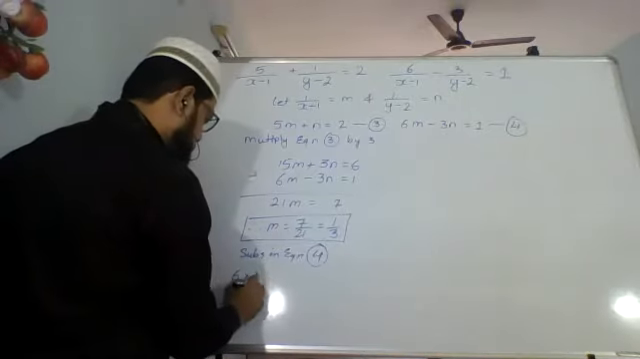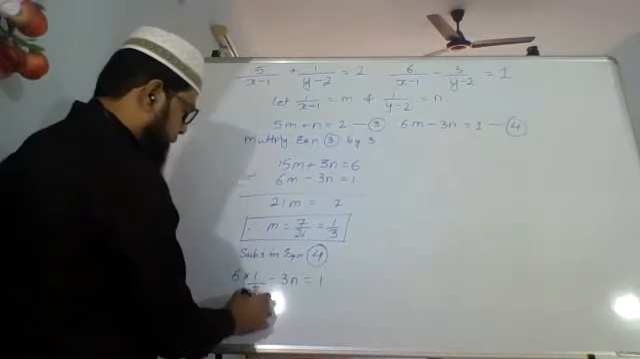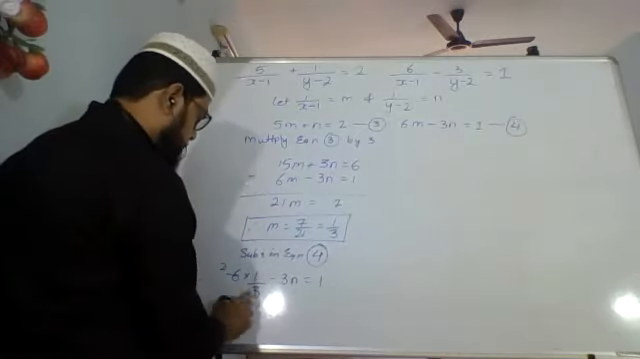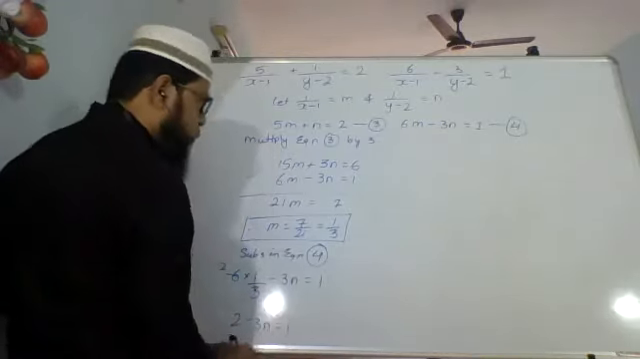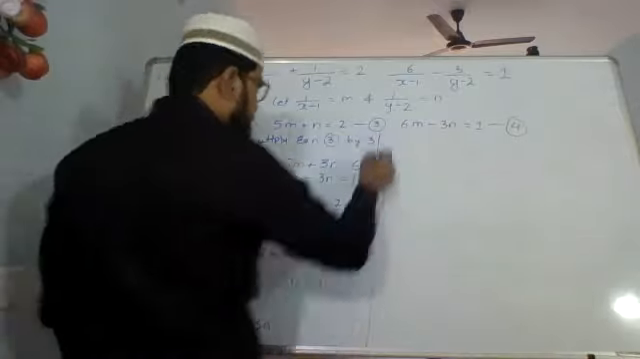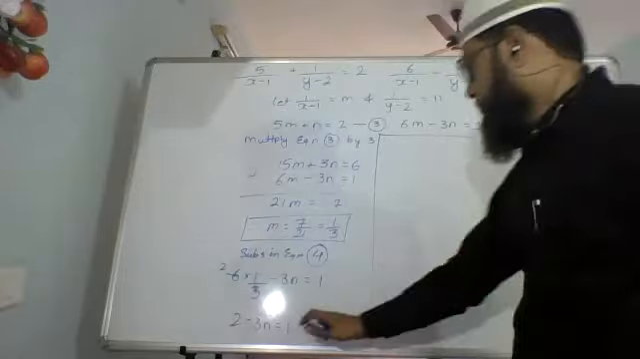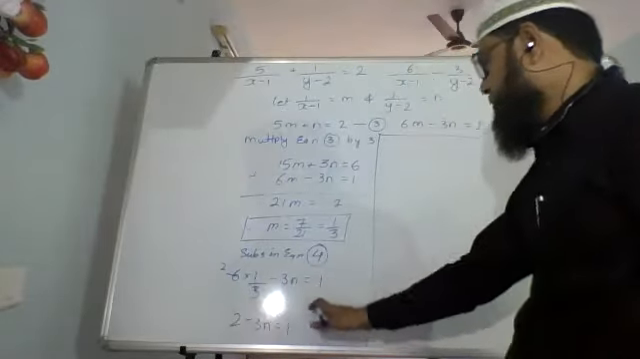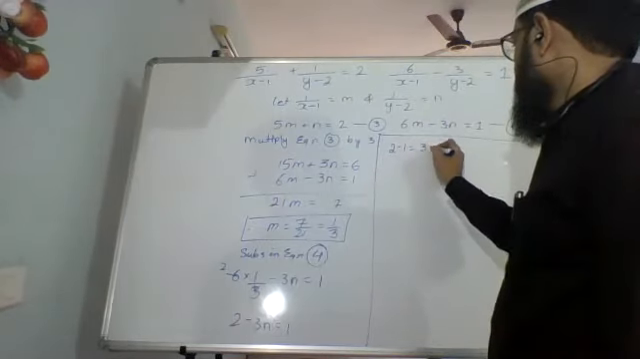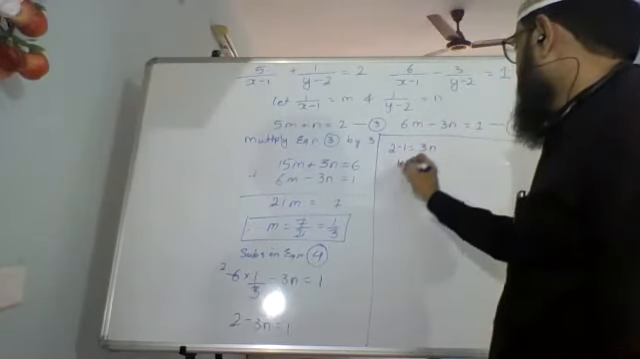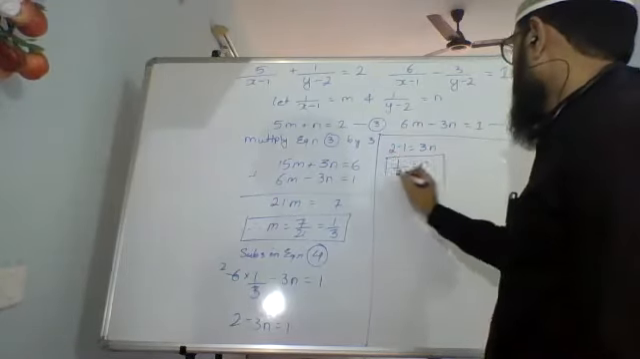So what will I get? 6 into 1 upon 3 minus 3n equals to 1. 3 2s are 6. Okay. So 2 minus 3n equals to 1. So shift this 1 this side and this minus 3n this side. So you will have 2 minus 1 equals to 3n. 2 minus 1 is 1. Bring this 3 this side. 1 upon 3 equals to n. You've got the value of n also.